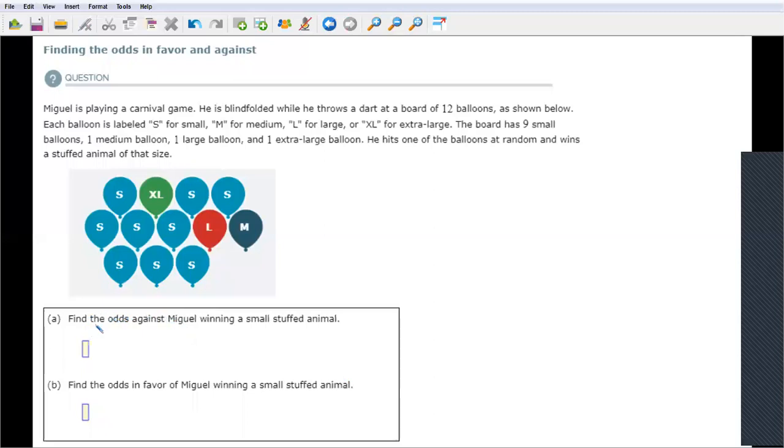So the first thing we're trying to find here in part A are the odds against Miguel winning a small stuffed animal. So they kind of switch the order up on you here. Make sure you're checking the wording. The first 2, in favor, was in part A, and against was in part B. In this one, it's just flipped. So what would the odds be against Miguel winning a small stuffed animal?